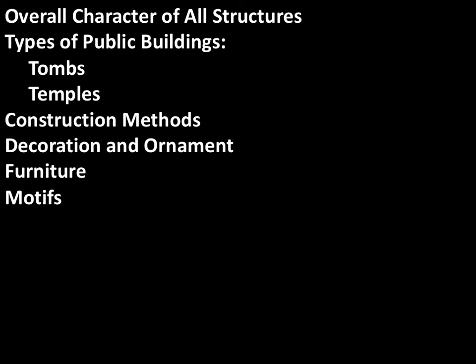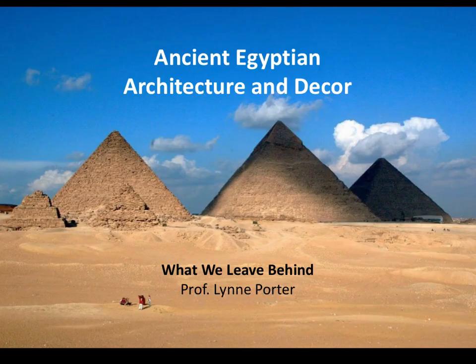So there we have it. We've talked about the overall character of these structures. We've talked about tombs and temples. We've talked about the basic construction methods, the decoration, and then the furniture and the various motifs of this ancient Egyptian culture. Thank you for your time.